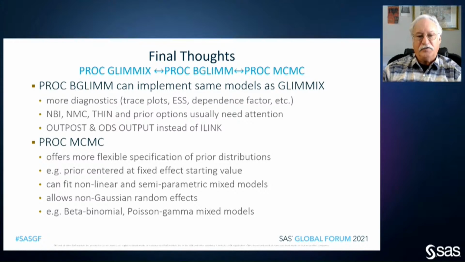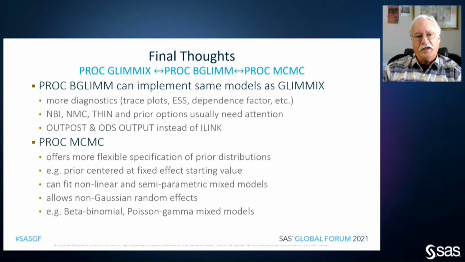You also need to, when you're working with non-Gaussian data, use either the OUTPOST or the ODS output approaches to do the kind of things that you would ordinarily do with the ILINK option if you were working with PROC GLIMMIX. So it's all doable. They're just a couple of extra steps that you have to work with.